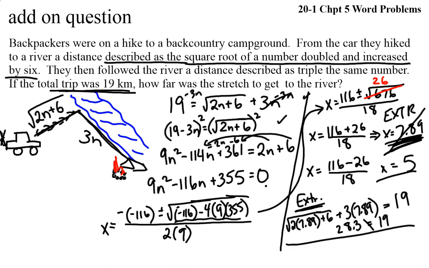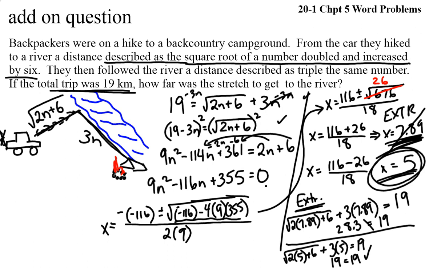If I verify the second solution of 5, we have root 2 times 5 plus 6 plus 3 times 5 equal to 19. When we do that, we get 19 equal to 19. So x equals 5 is the correct solution. Lots of work, but manageable if you understand your processes. The setting up is the tricky part.